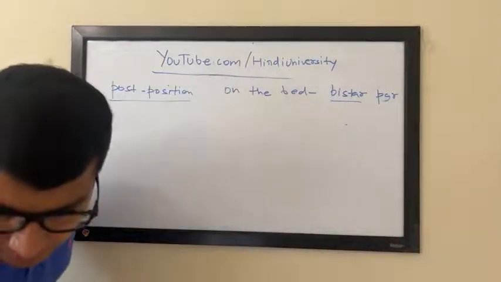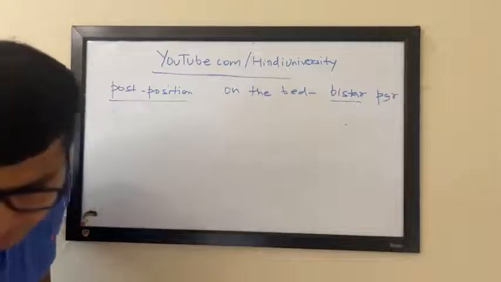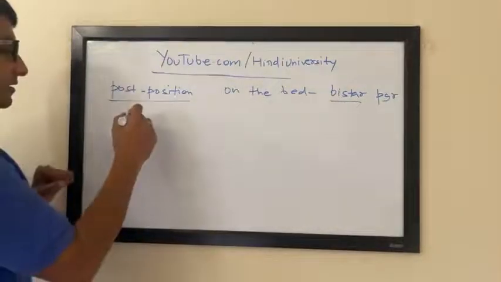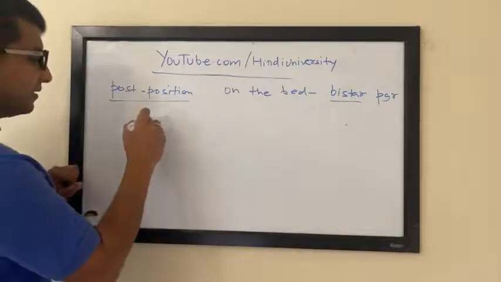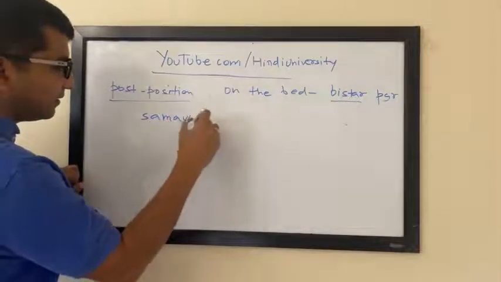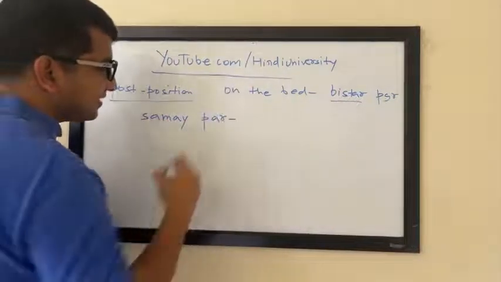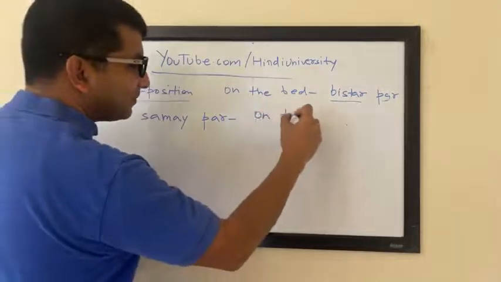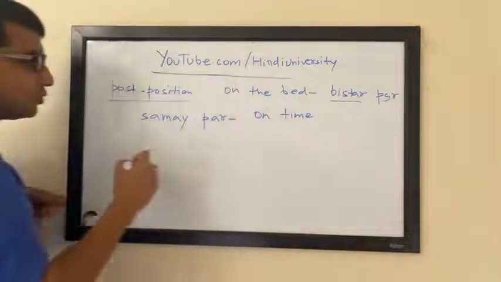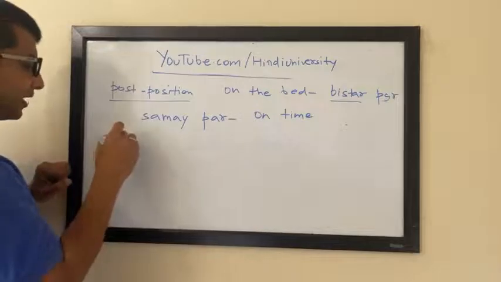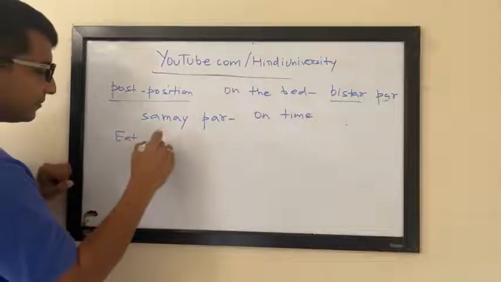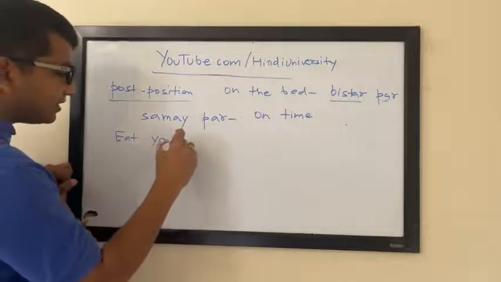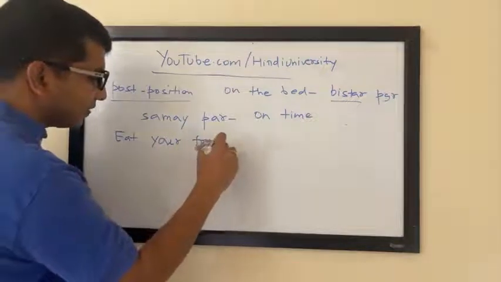Okay, so I think समय पर, very good. This is a very good example. What does it mean? समय पर. Anyone? On time. Very good. On time. So you want to say eat your food on time. How will you say that, Tyler? Eat your food on time.